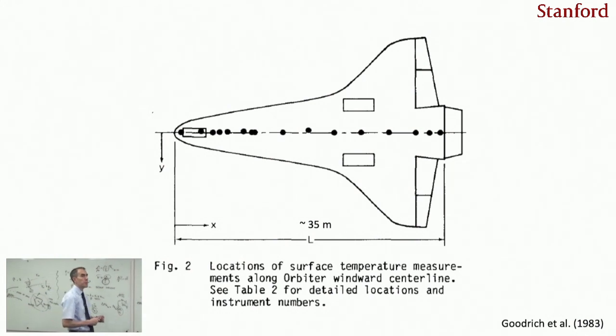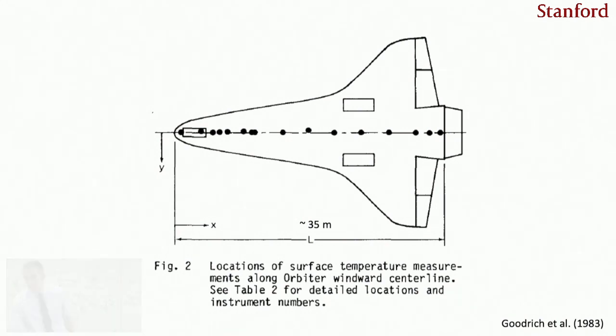So this is a paper by Goodrich et al. from 1983, and what they did was to put thermocouples along the spine, on the underbelly of the shuttle, and then record the temperature traces during the flight. This was an actual reentry.